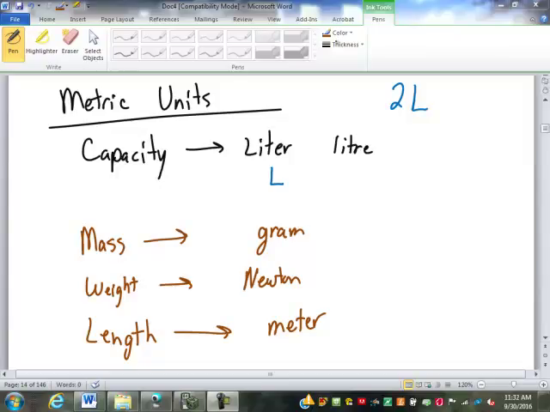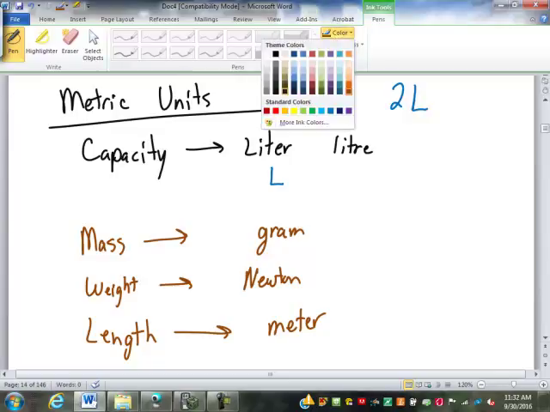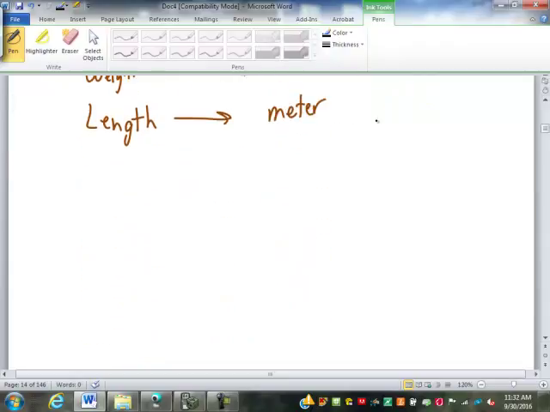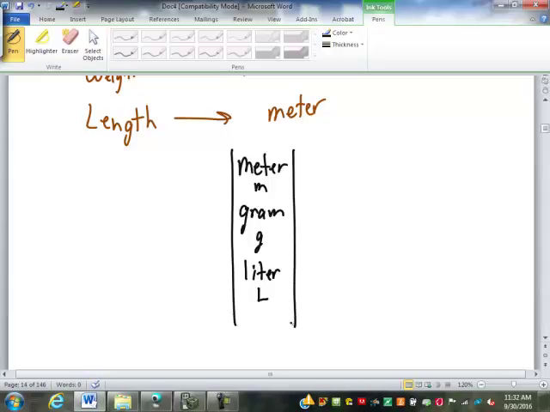So we mentioned these units in the metric system. Let's take a look at how they fit together. Each type of measurement, as we mentioned, has only one unit in the metric system. So for length, we have the meter, abbreviated with just the little m. For mass, we have the gram, abbreviated with just a small g. And for capacity, we have a liter, abbreviated with either a small or a capital L. Those are our main units.